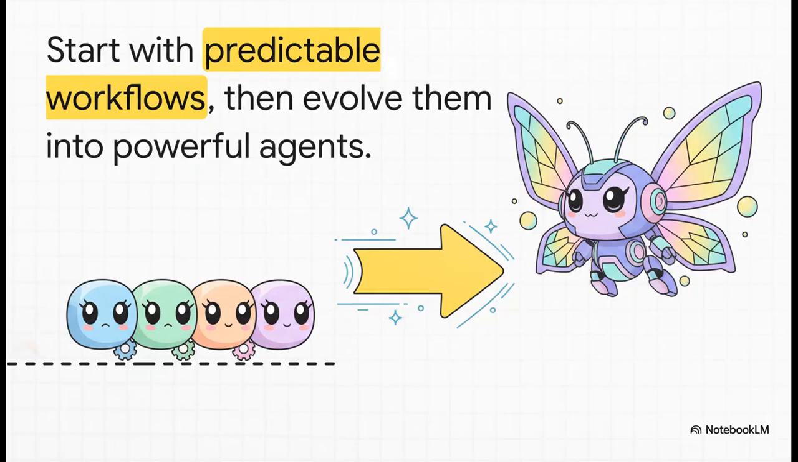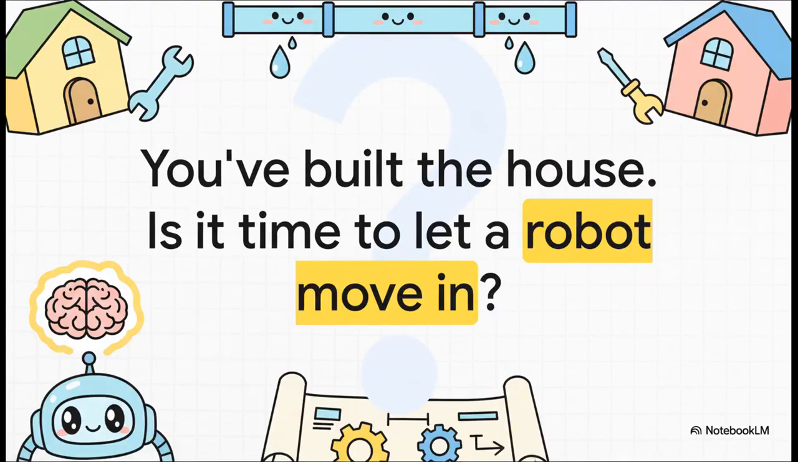So what does this all mean for you, the builder? Well, the path forward is actually pretty clear. You start with Layer 2. Build those predictable, reliable workflows that solve a real problem for your users. And then, once that's rock solid, you can start to evolve those workflows into powerful, intelligent agents that are going to take your product to a whole new level. And that really leaves us with the final question, doesn't it? You've used your tools, you've built the house, and you've installed the plumbing. It all works perfectly. So the big question now is, are you ready to give it a brain? Is it time to let a robot move in?